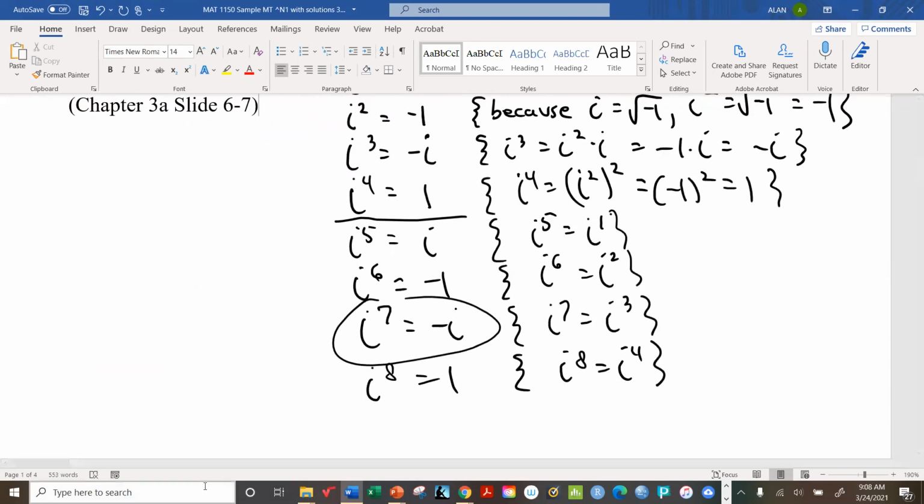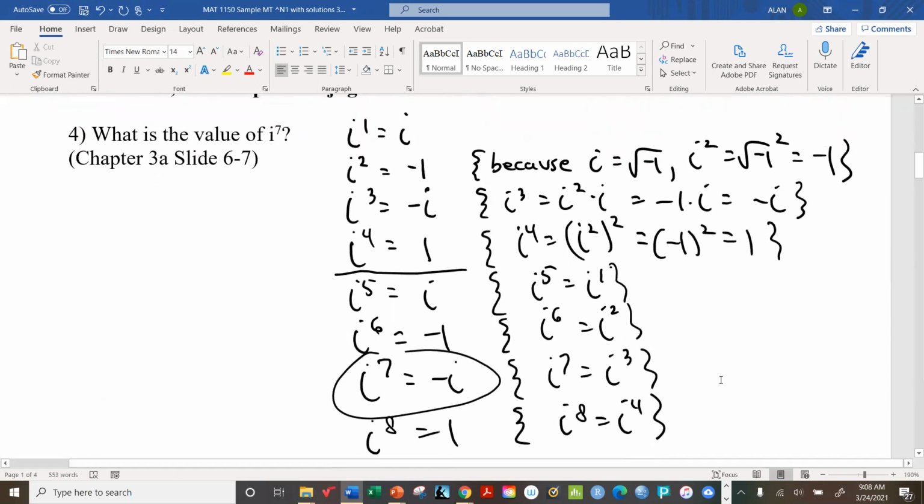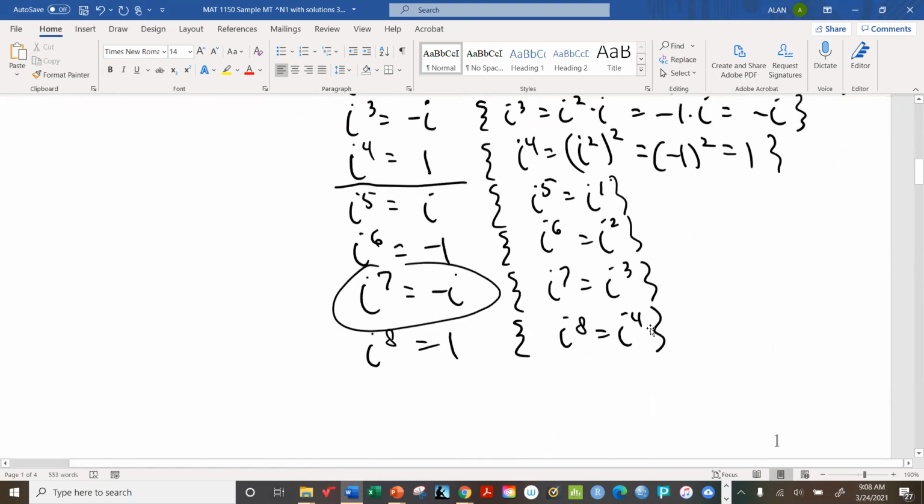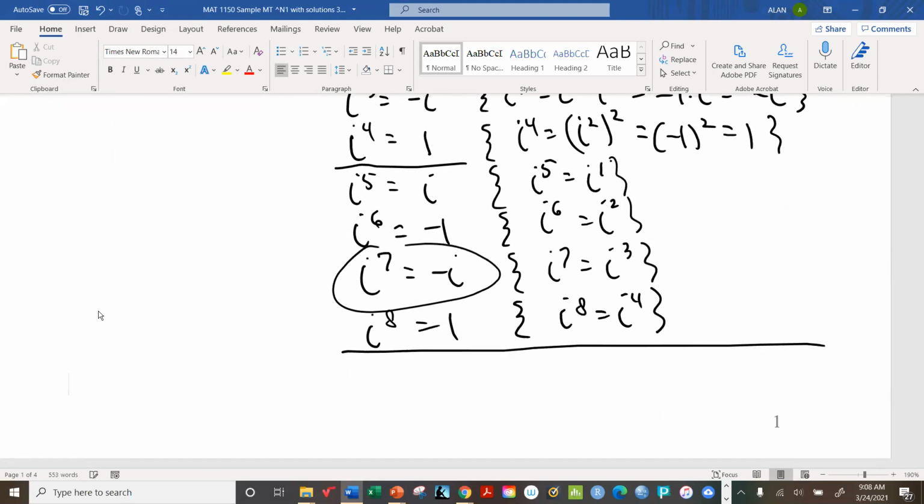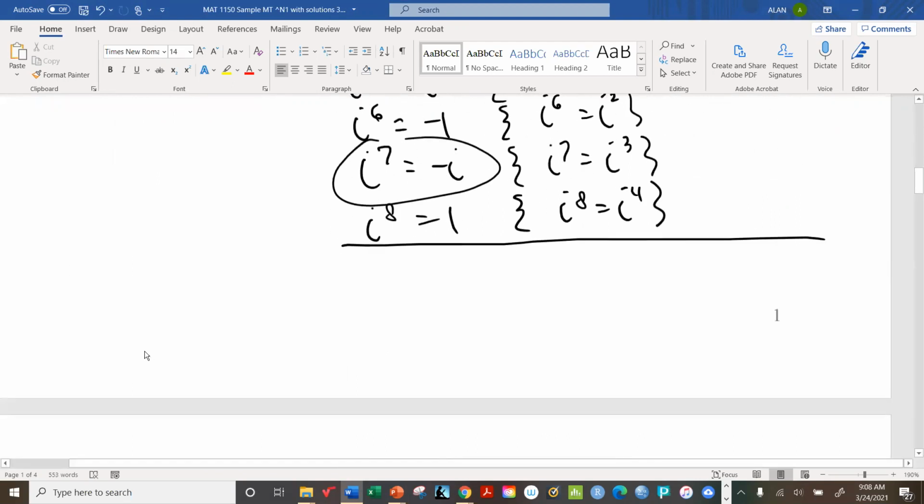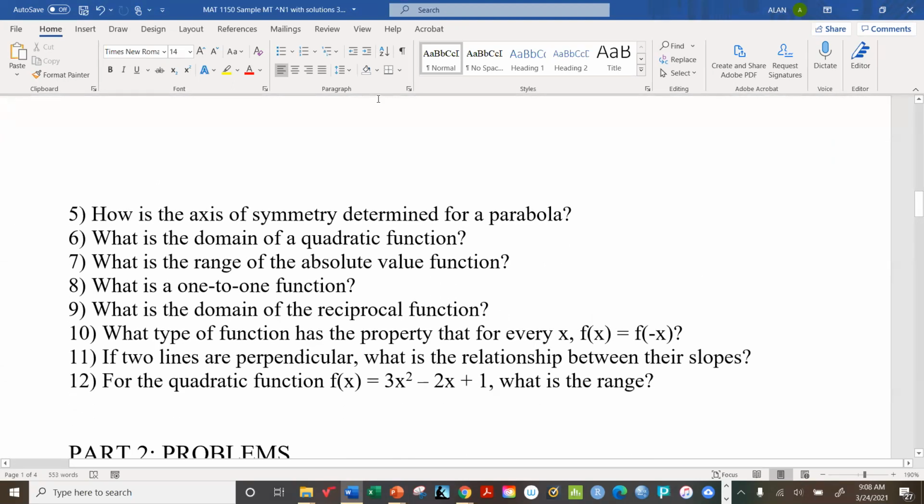Okay, but the answer we're looking for is -1. I just wanted you to remember how all this actually works. And remember, it goes through a cycle. Every 4 i's, it starts all over again. All right. One of the interesting things about complex numbers.